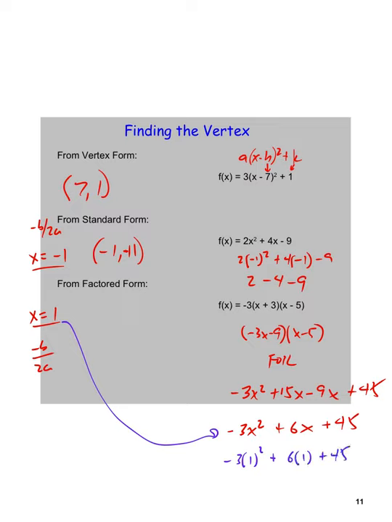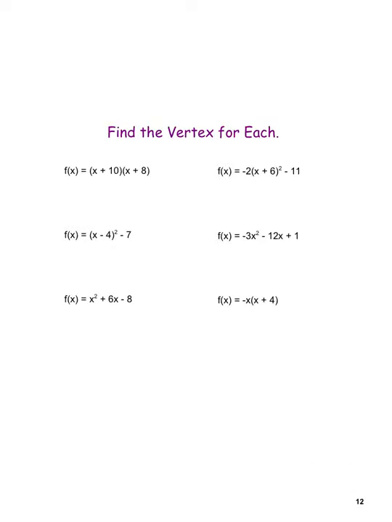And 1 squared is 1 times negative 3 is a negative 3. 6 times 1 is 6, so we add 6, and then we add 45. So that would give us a total here of 48. So the vertex for this would be at the point 1, 48. And again, I have some examples here that I won't go through on this video, but would recommend certainly looking at and letting me know if you have any questions.